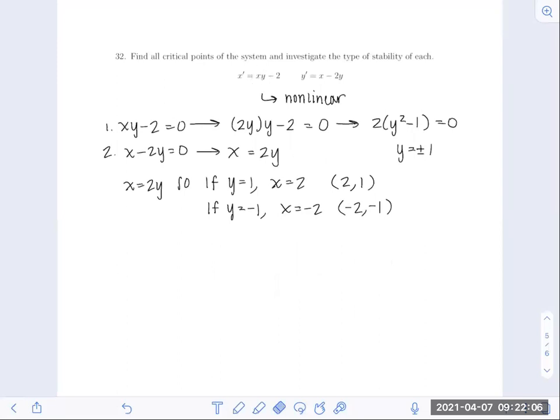I'm going to clean up my notation up top so that we can see our system a little bit better. So the Jacobian in X and Y is the following. For our top row, we want the partials of the X prime function. The partial with respect to X is Y, and the partial of the X prime function with respect to Y is X. And then similarly for the bottom row, we get 1 and negative 2, since that one happens to be linear. So we have our Jacobian.